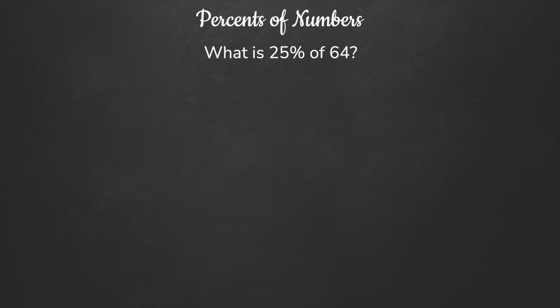Let's do our next example. Here we have what is 25% of 64. So we're going to replace the percentage with 25 because we have 25% here. So we have 25 out of 100 because percents are out of 100. And then we want to know what 25% of 64 is, so we're going to replace the denominator with 64.